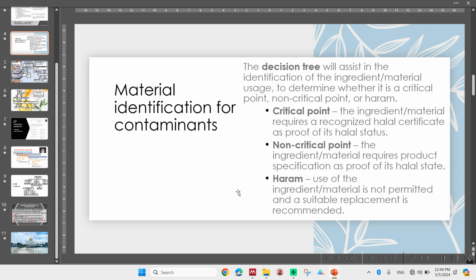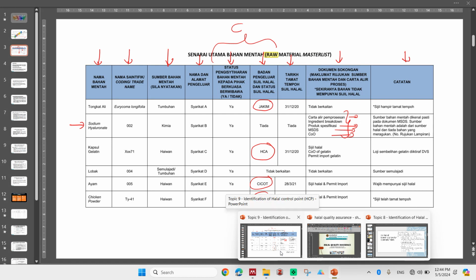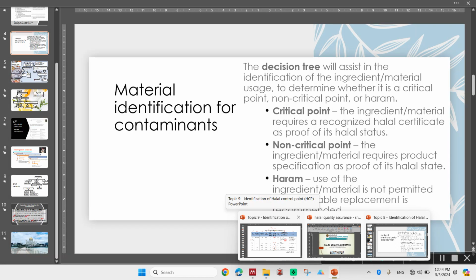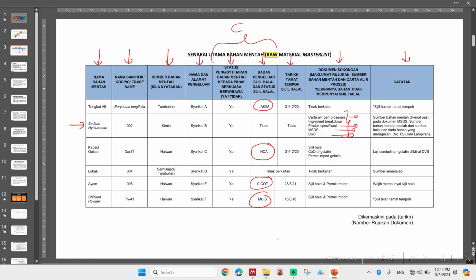Yeah, if you find out that your ingredient is haram, definitely you need to replace the ingredient. No document is needed to prove whether it's haram or not. Once you know the ingredient is haram, you have to replace it. In the case of a critical ingredient, you need to have a halal certificate. If it is non-critical, you don't need to get a halal certificate, but you need a list of supporting documents. Okay, so this is the first step.